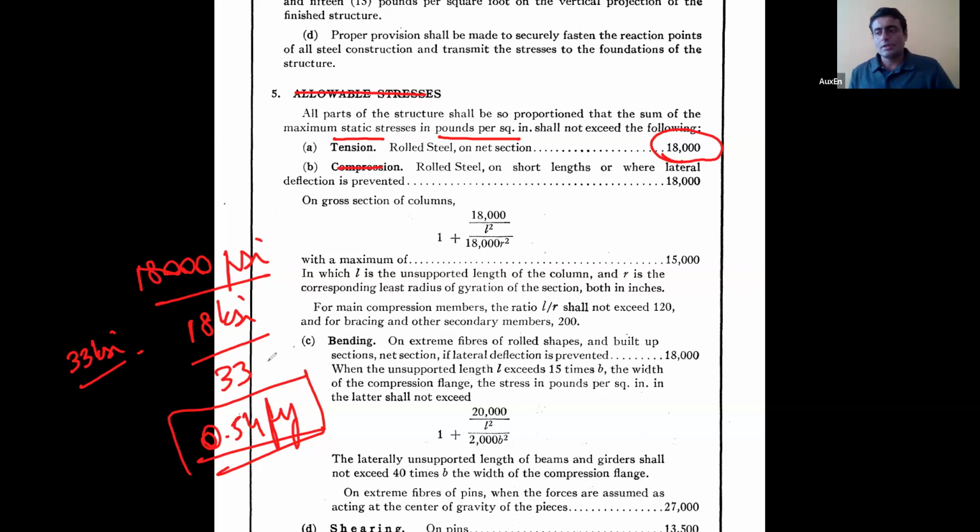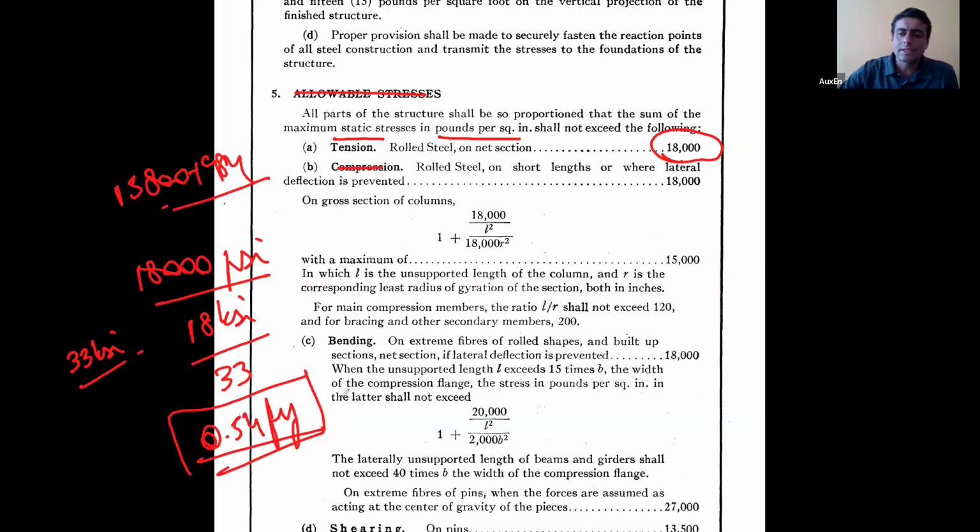And if you see now the stress level, if I were to compare it with the stress levels that we allow these days, suppose I were to refer to the IS 800 1984 version, what is the stress level allowed in tension? What is the stress level allowed in tension? Axial tension. So, anyone?